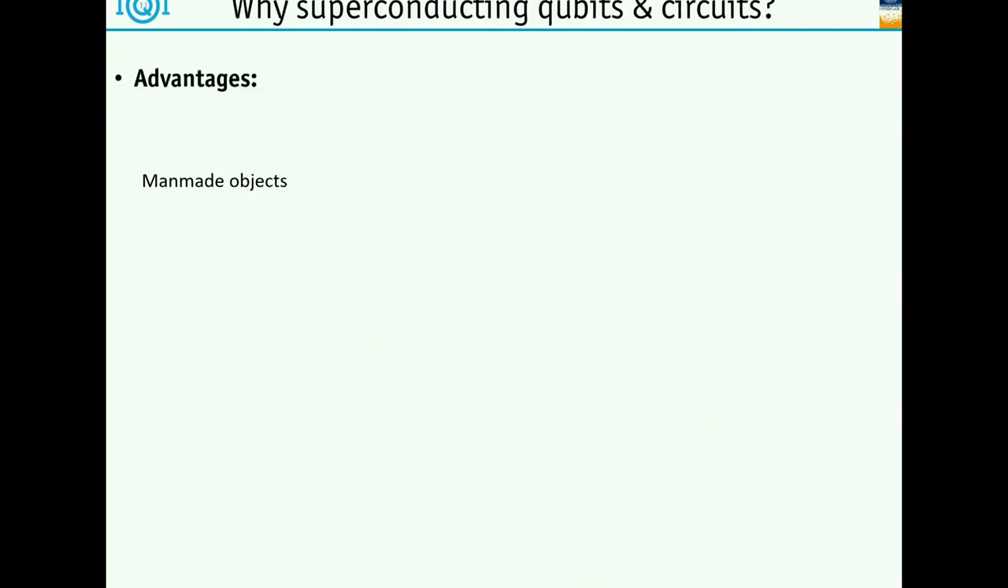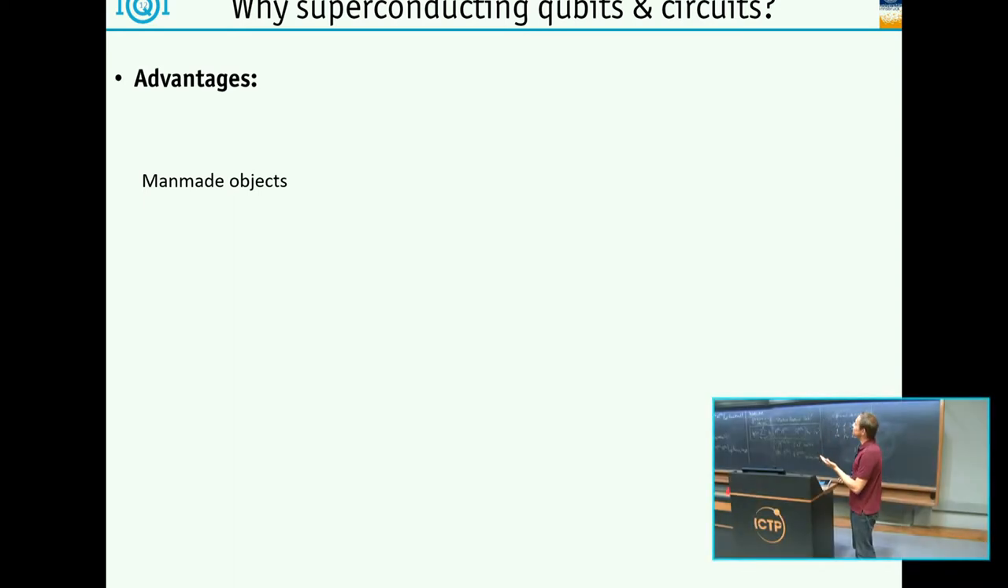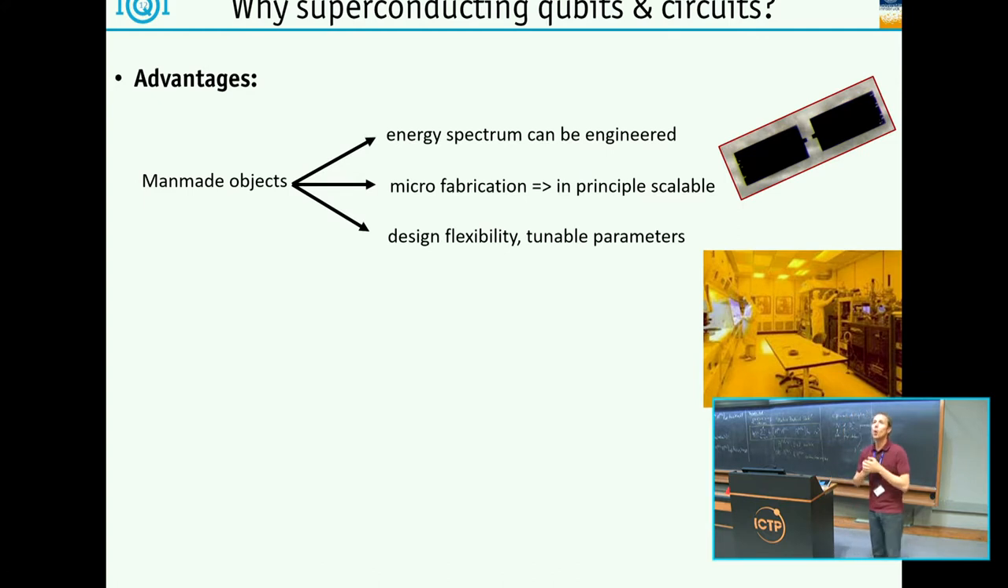OK, so why are superconducting circuits interesting? What's nice about them? I think you've already heard a little bit about ion trap quantum computation from Christoph Wunderlich, if I have seen that correctly. So one would wonder, ion traps are a great tool, so why would I want another technology? One advantage is that the qubits are actually man-made devices. They are built in a clean room, and so the advantage really is that we can completely engineer them. We can engineer the spectrum. We have full design flexibility. We can change all parameters we want. This is done with microfabrication, the same technology used to create microprocessors. So in principle, this is scalable. So this is nice.